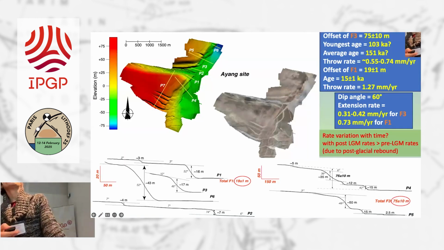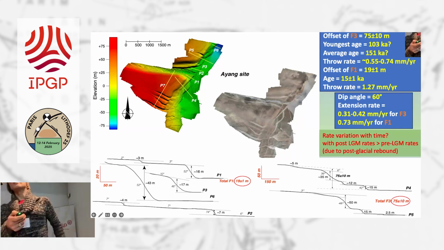So on the DEM, we could measure the total vertical offset from the oldest surfaces, and this is 75 meters, and across the youngest surfaces, which is 19 meters. And then matching with the ages that are not very well constrained, it doesn't matter so much, because the throw rate we obtain is quite slow, right? 0.5 to 0.7 millimeters per year. And for the youngest surfaces, it seems to be a bit higher at 1.3 millimeters per year.